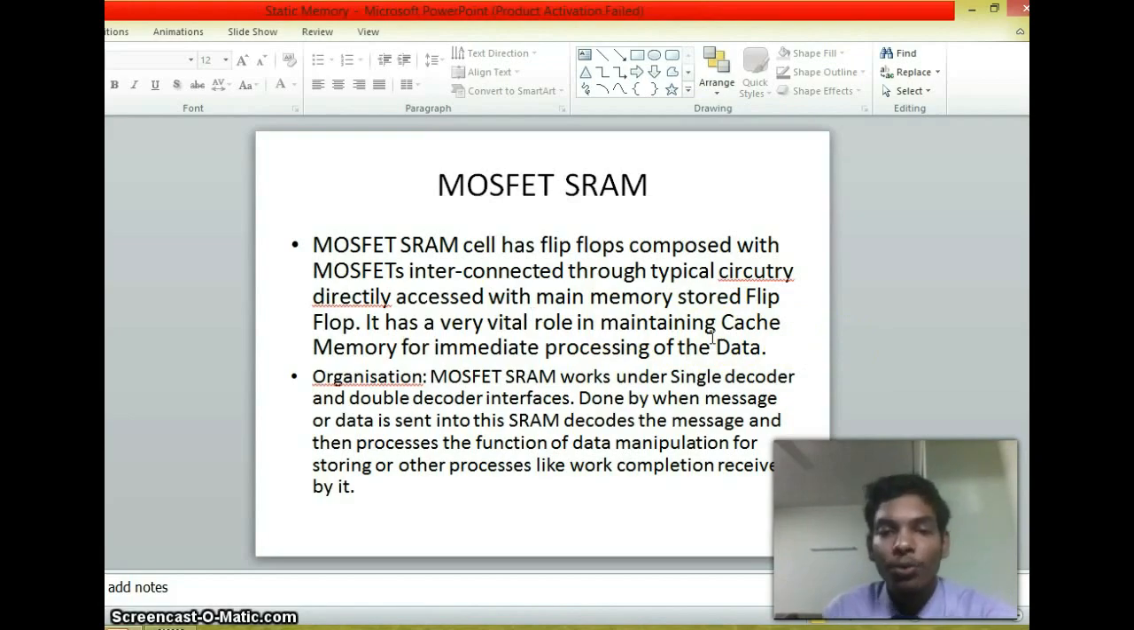Now how do we get the organization? Organization in SRAM is basically handled by single decoder and double decoder interfaces. Thus when a message is received, the decoder decodes the message, and the functioning, like data manipulation and other processes given by the user to the SRAM, is processed accordingly.